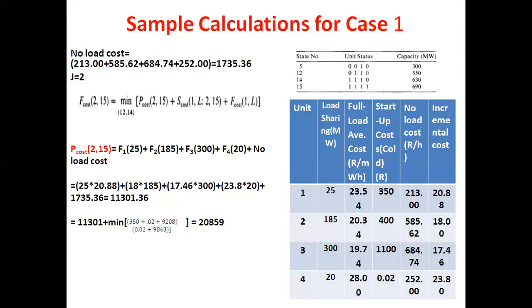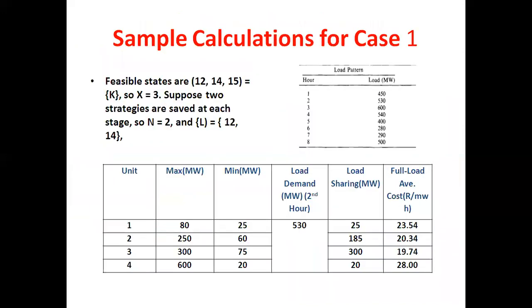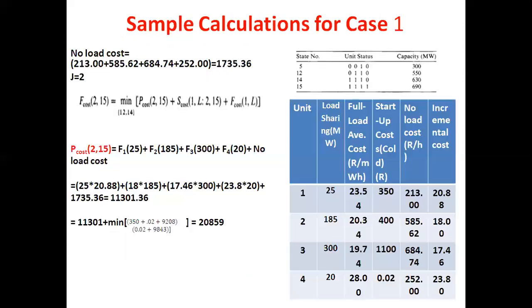9208. That is from state 12 to 15, because we have two initial states, that is 12 and 14, because we are taking both two at a time. So we have two strategies that we save at each stage. Now we are moving from state 12 to state 15, and now we are moving from state 14 to state 15.